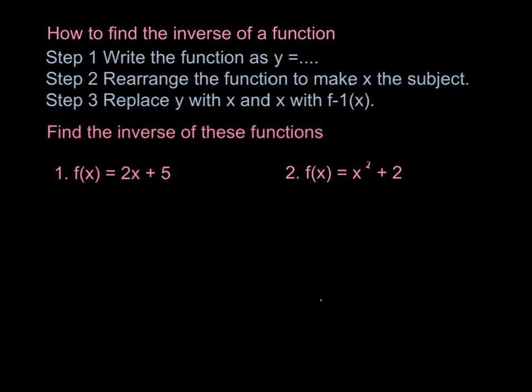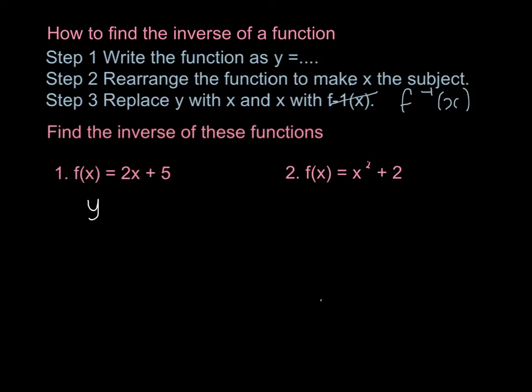We first of all write the function as y equals, then we rearrange the function to make x the subject, so make x equals, and then we swap the y with an x and the x with an f minus 1 of x. I should really write that not like that, but as f to the minus 1 of x. Right, so let's follow those steps on these examples.